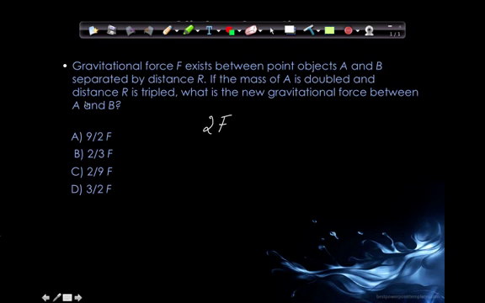But I also know that the distance is tripled, and remember, force is inversely proportional to the square of the distance. So I would take 3, square that number, and get 9. So I would divide my force by 9. I would multiply it by 2 and divide it by 9, which is the same thing as saying 2 over 9 multiplied by the force.